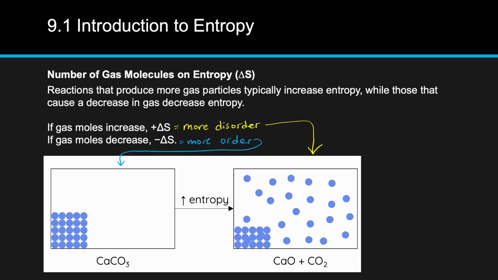In this example on the bottom here, we have calcium carbonate breaking down to form calcium oxide and carbon dioxide gas. Since we're going from essentially no gas particles to producing carbon dioxide gas, entropy is clearly increasing because we have more gas particles in this container, which means we have much more disorder, which is going to increase entropy.